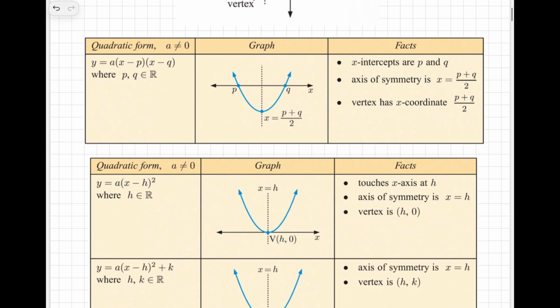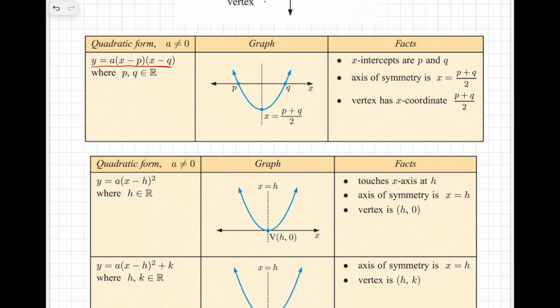Now for a quadratic, there are multiple different forms that you may come across. So the first one here, we have the form of y equals a multiplied by (x minus p) multiplied by (x minus q). Now in this situation, p and q are real numbers, so they can be anything. They can be a fraction, a decimal, a whole number. With this form, the p and q are the values of the x-intercepts. Now you will notice in this form, it is minus p and minus q.